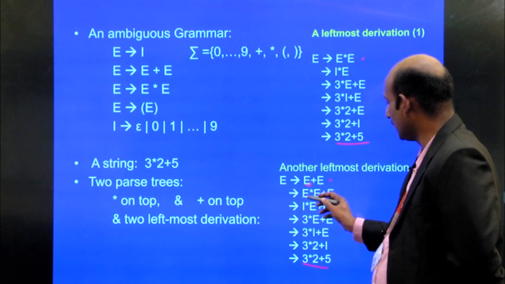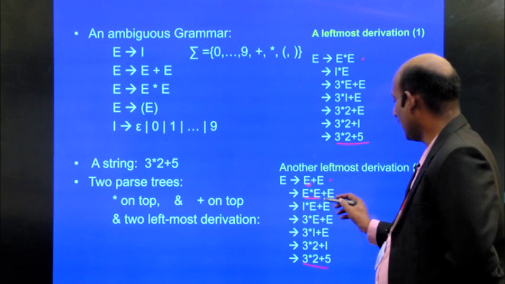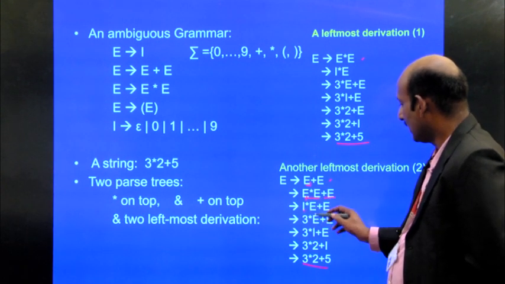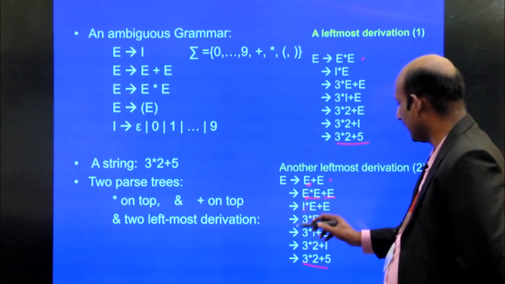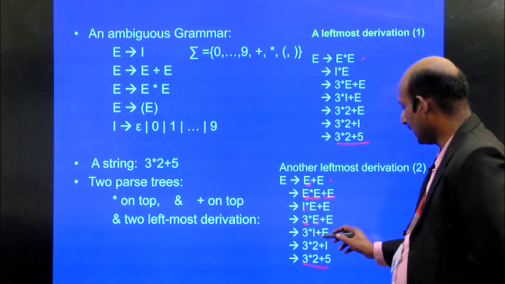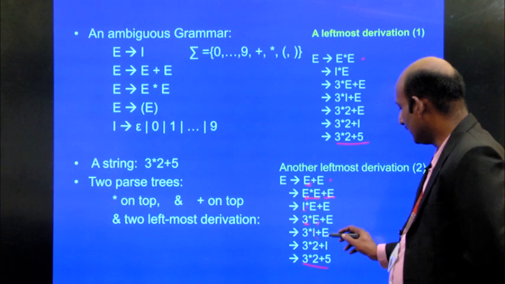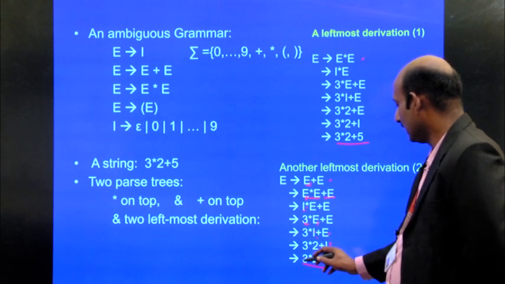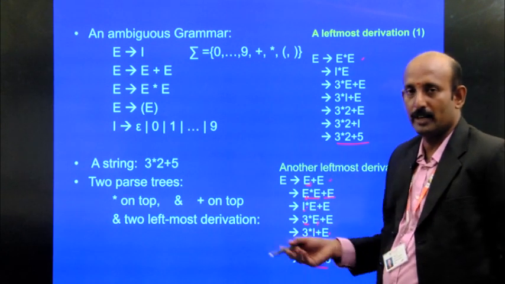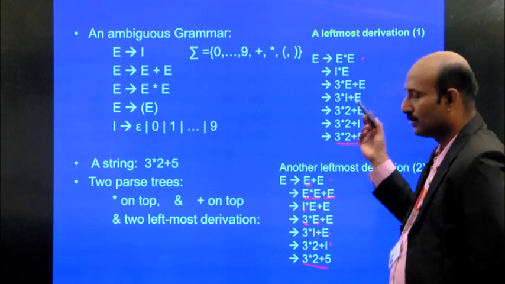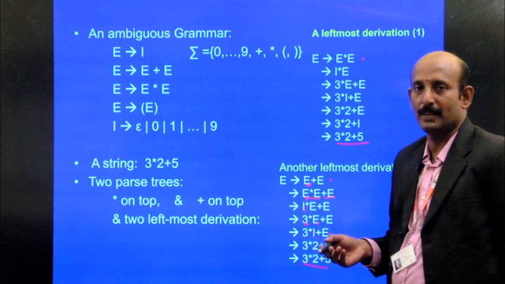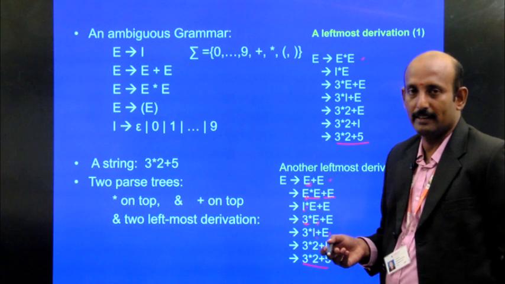So this E is replaced by E star E and plus E. And this E is replaced by I, and I is replaced by 3. Next, again this E is replaced by I plus E, and I is replaced by 2, and this E is replaced by I, giving 3 into 2 plus I. So we have chosen these two different productions, and with these two different productions we are replacing the leftmost non-terminal.